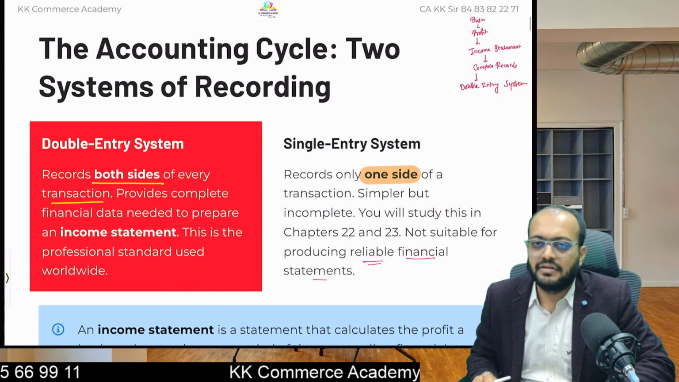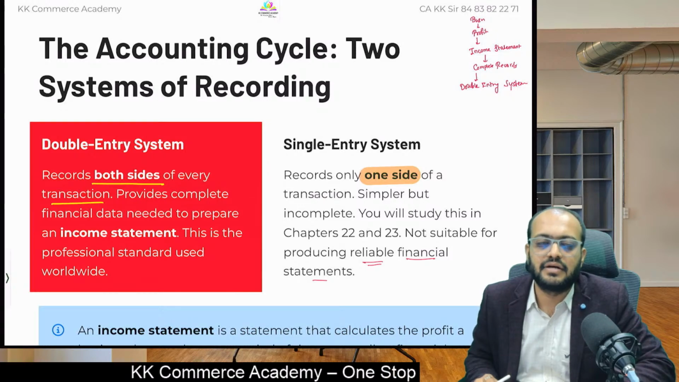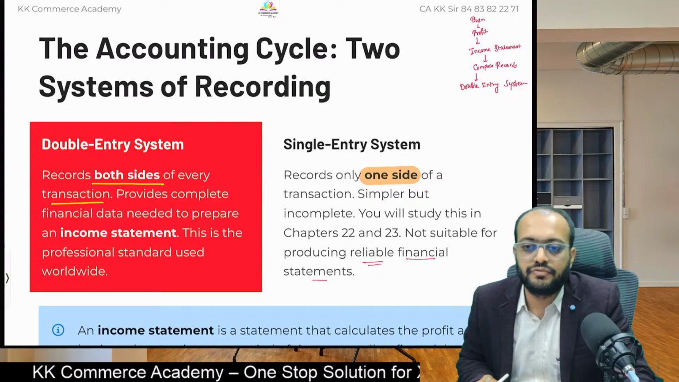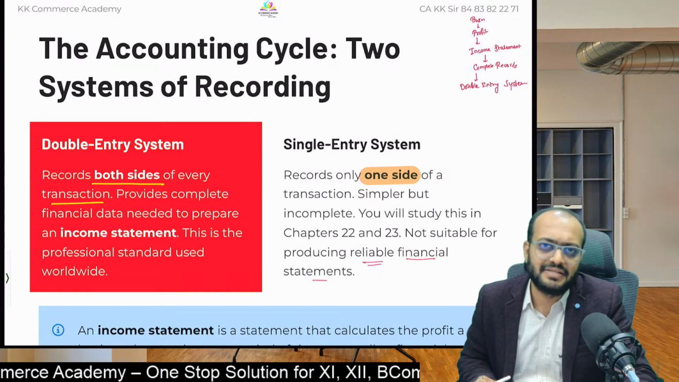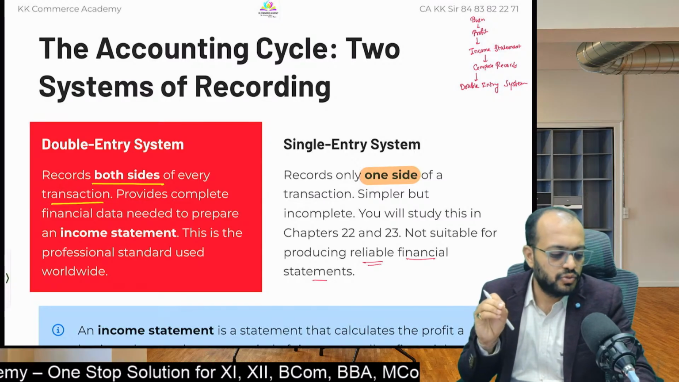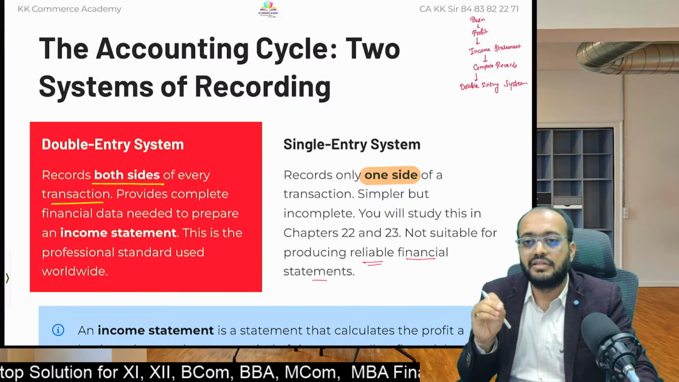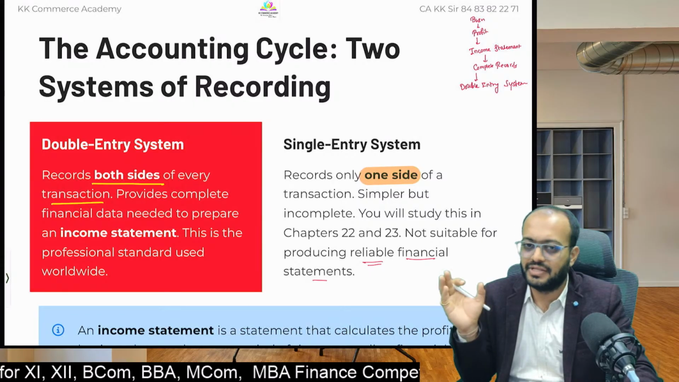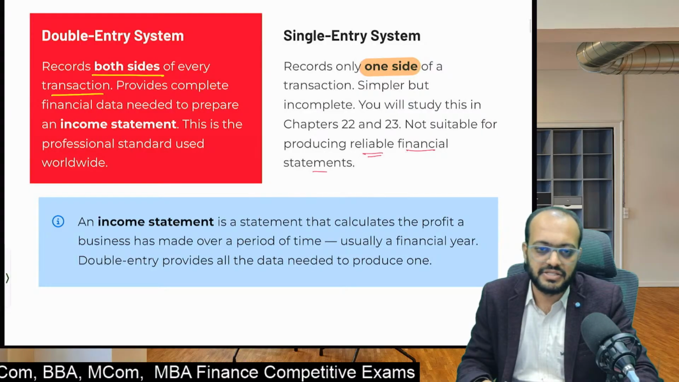Okay, but frankly speaking, the single entry system is of course easy to use, and anybody who doesn't even have technical knowledge of accountancy can use this, but practically it is not applicable for big businesses. Very small businesses whose transaction frequency is low, or whose turnover is very low, such small and medium businesses only can use single entry. But for all others, the double entry system is suggested.